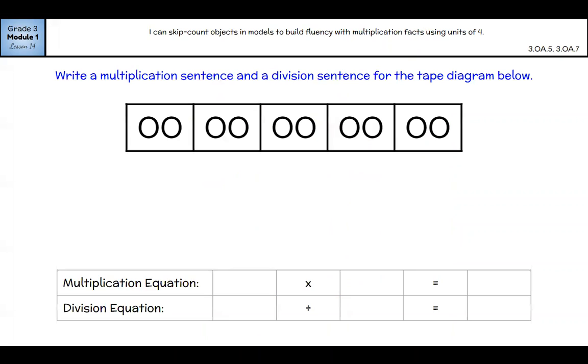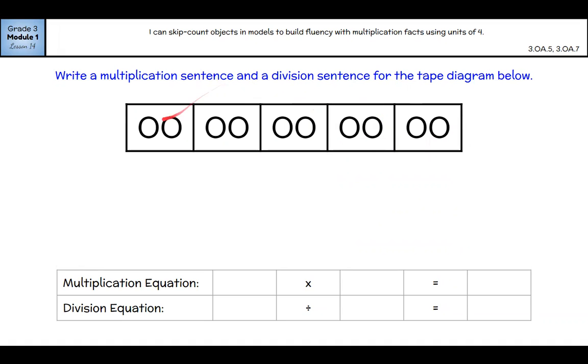And let's take a look at this first one. It says write a multiplication sentence and a division sentence for the tape diagram below. So we were looking at arrays last time, and now we're going to look at tape diagrams. We actually practiced tape diagrams a few times in our Google meetings. So this one has one group of 2, 2 2s, 3 2s, 4 2s, and 5 2s.